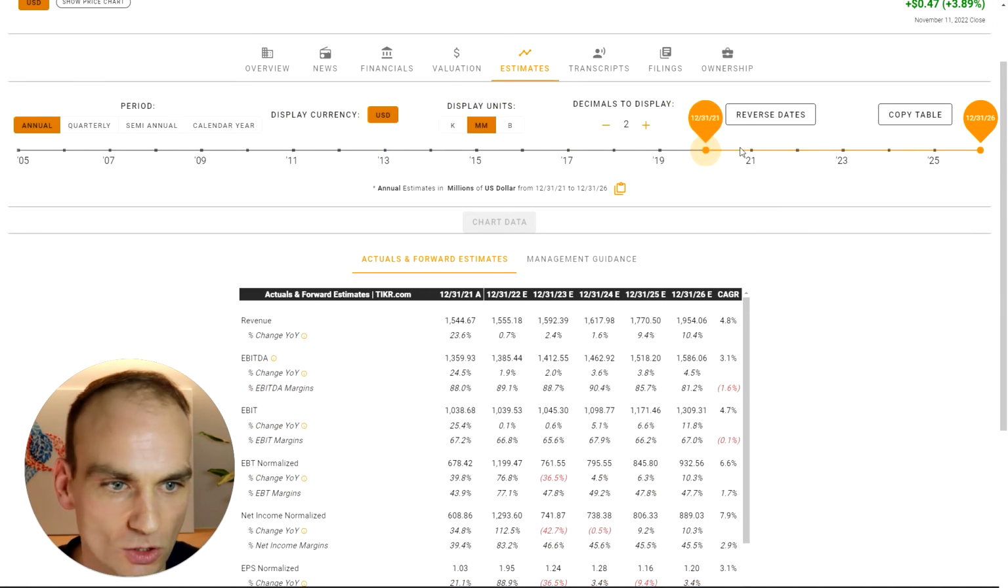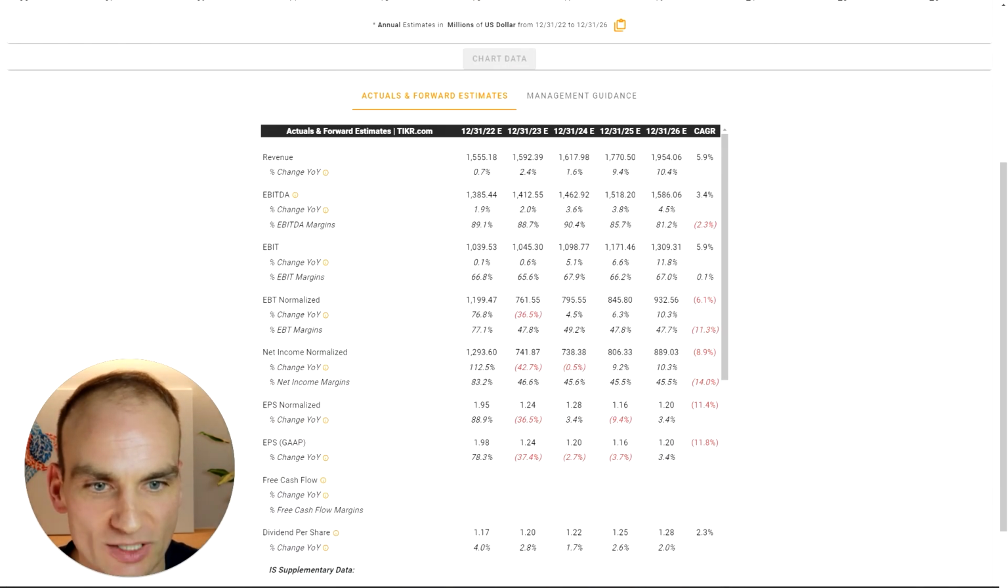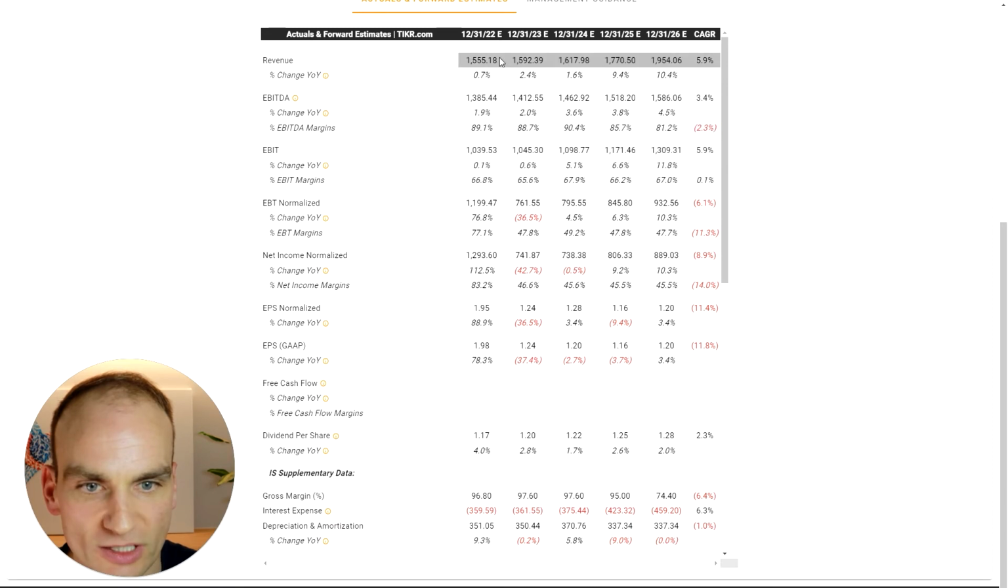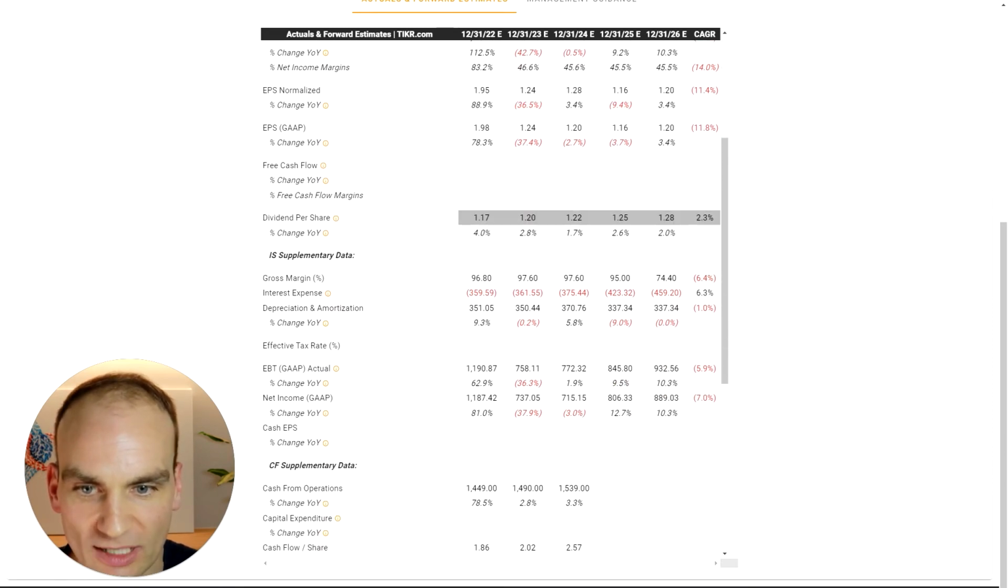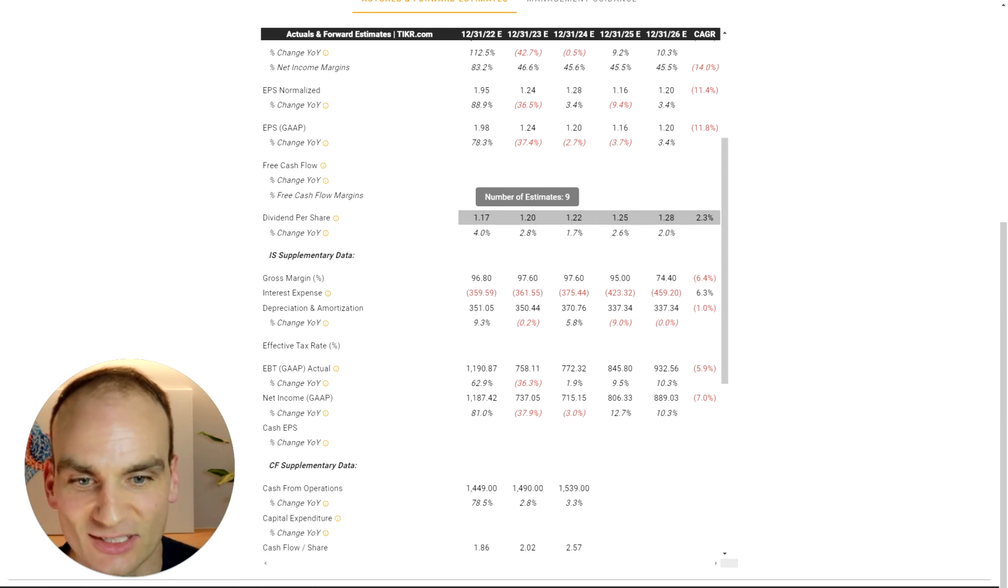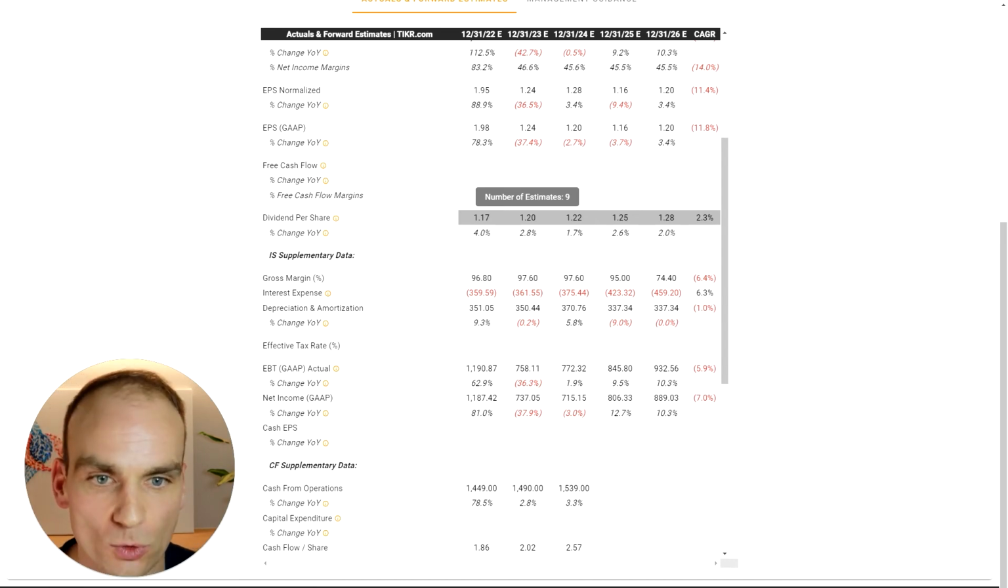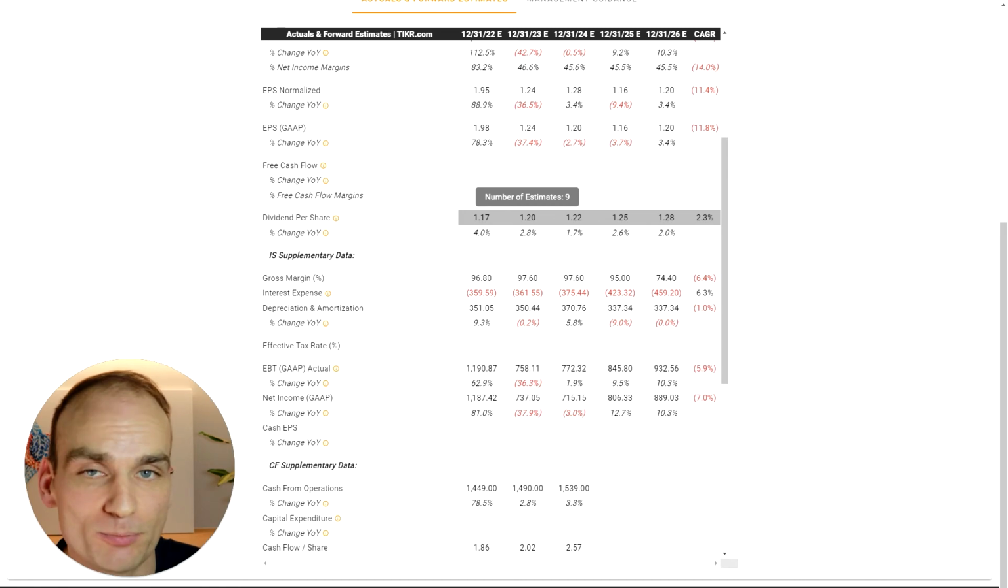So if I scroll all the way up here, we want to have a look at 2023's dividend. If we go through all of this and scroll down, you can see the dividend right here, 2023, $1.20. That's where I got the dividend 1 year forward. Another input is the growth rate of that dividend.